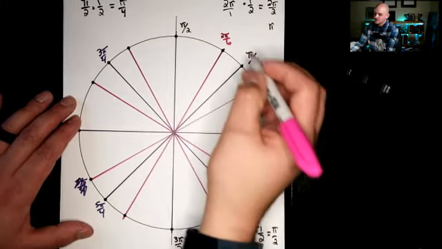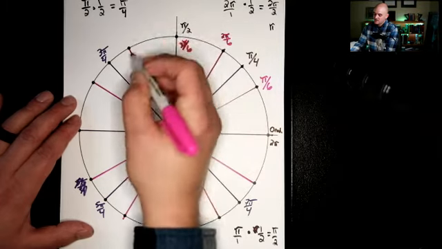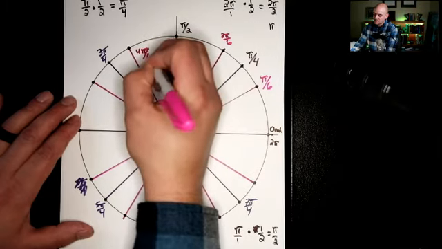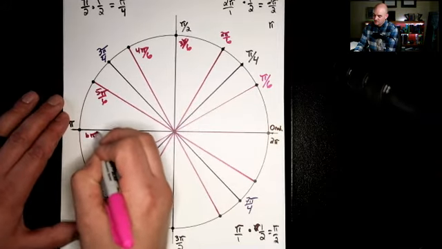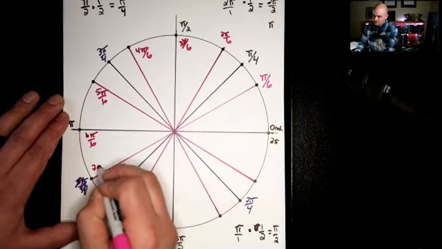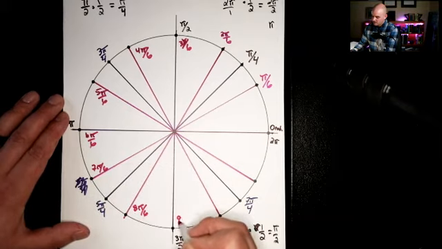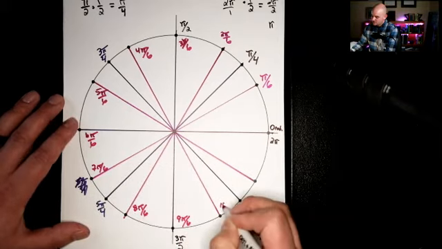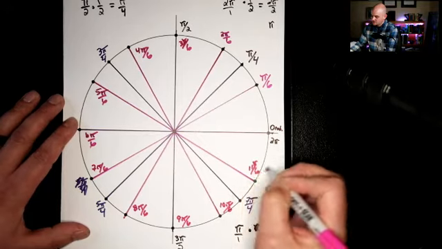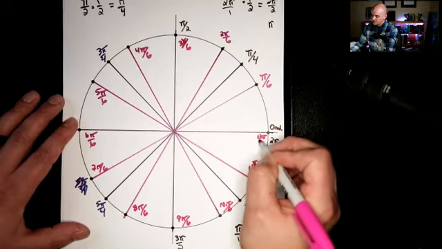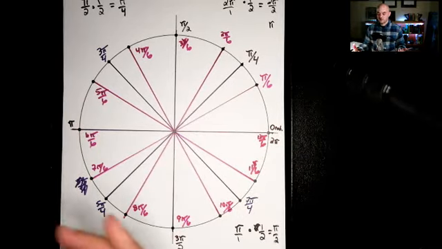So 1 pi over 6, 2 pi over 6, 3 pi over 6, 4 pi over 6, 5 pi over 6, 6 pi over 6, 7 pi over 6, 8 pi over 6, 9 pi over 6, 10 pi over 6, 11 pi over 6, and then 12 pi over 6 right here. Now I wrote them on the inside because I'm going to go through and make sure that they don't need to be reduced. All right.